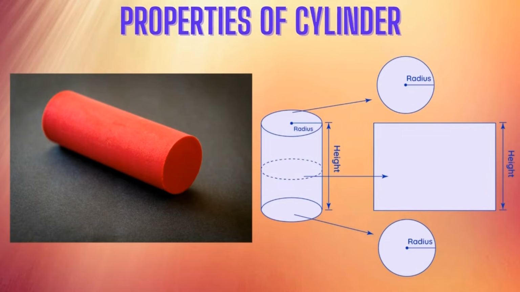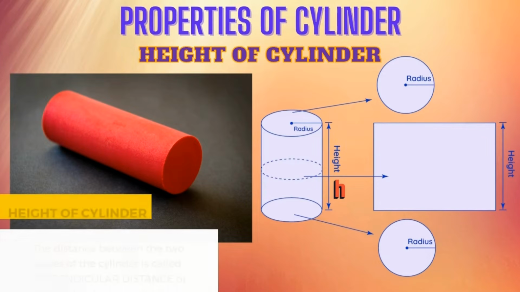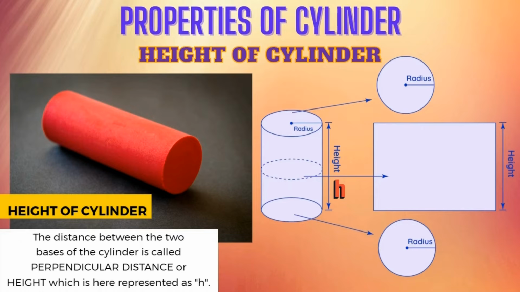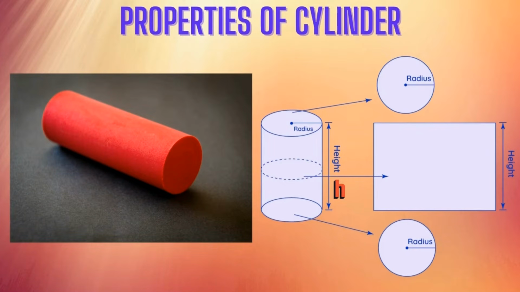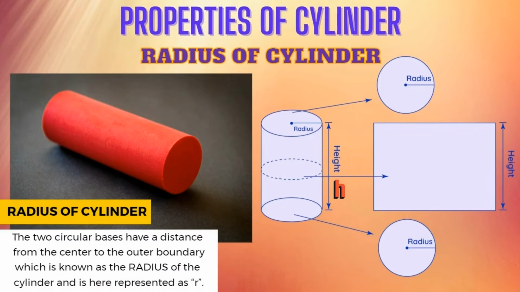Friends, let us understand the height of a cylinder. Here in this picture, we can see that the distance between the two bases of the cylinder is called the perpendicular distance or height, which is represented as h. Now let us understand the radius of the cylinder. The two circular bases have a distance from the center to the outer boundary, which is known as the radius of the cylinder and is here represented as r.